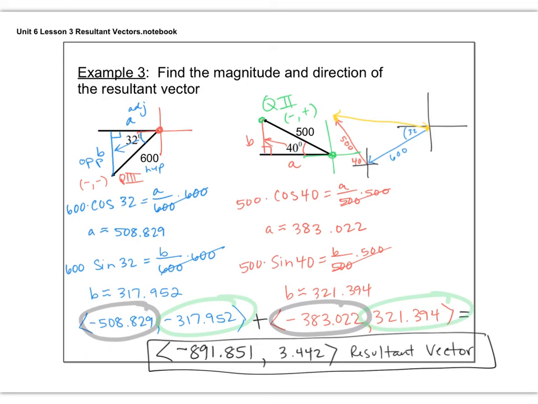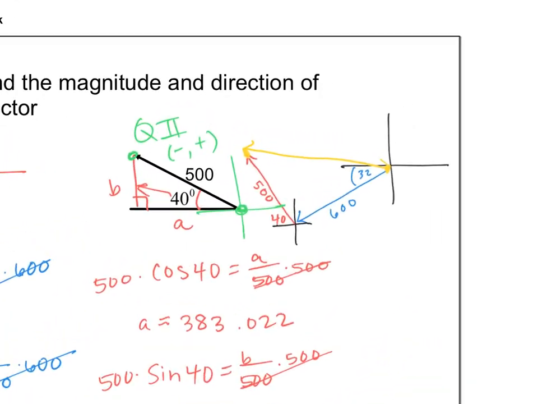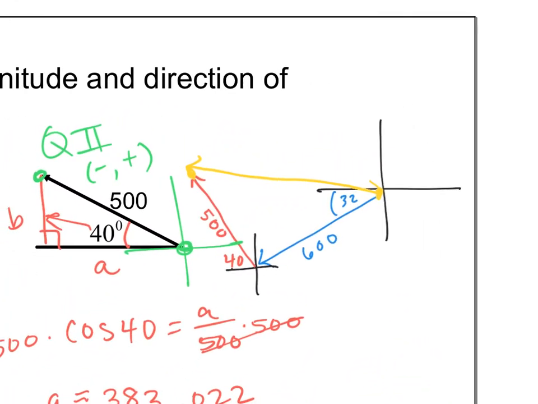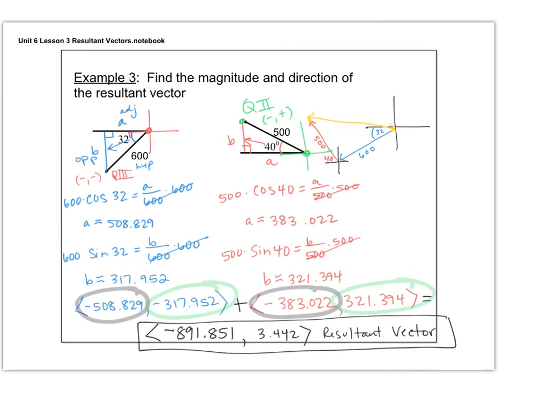Now, let's kind of look at our picture. Negative 891. So imagine this picture right up here going left 891 and then up 3.442. Yeah, it is barely going to be up there in quadrant 2, I think. It's going to be a positive, so up 3.4. So yeah, our picture looks pretty accurate.